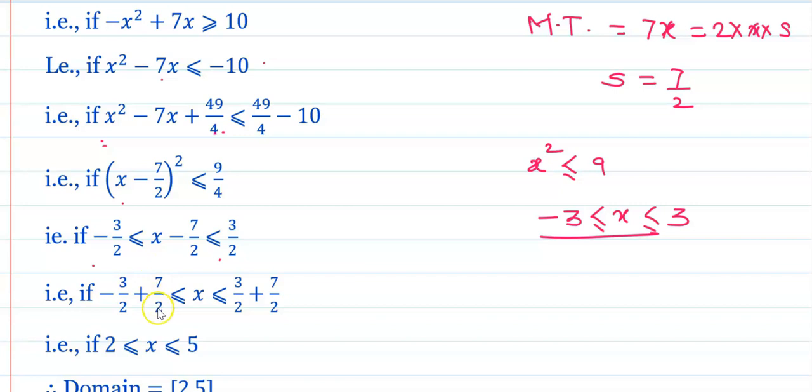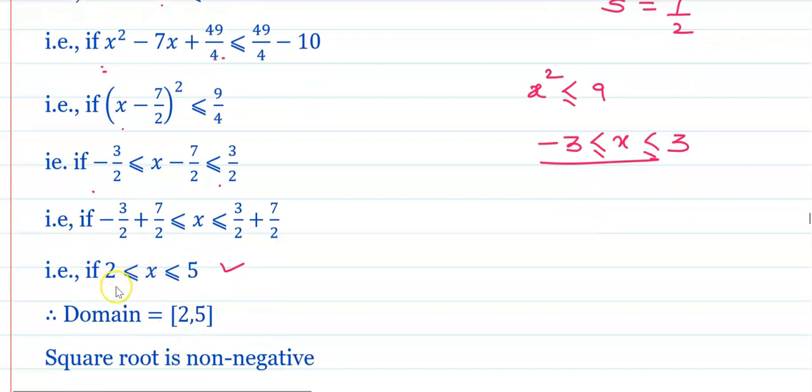Minus 3 by 2 plus 7 by 2 म्हणजे किती येणार, तर 4 by 2. 4 by 2 means what? 2. 3 plus 7, 10, 10 by 2. Then you will get here the value of x lies between 2 and 5. Means what? Equal to 2 also and equal to 5 also. And hence the domain किती आला आपल्या? That is 2 to 5.